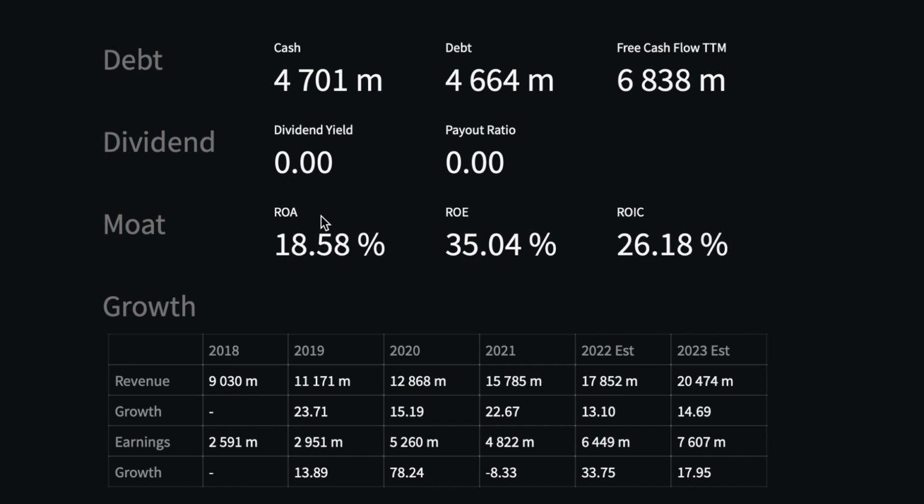What is return on assets? It is net income divided by assets. They have a 13.5% return on equity. It is net income divided by total assets minus total liabilities.